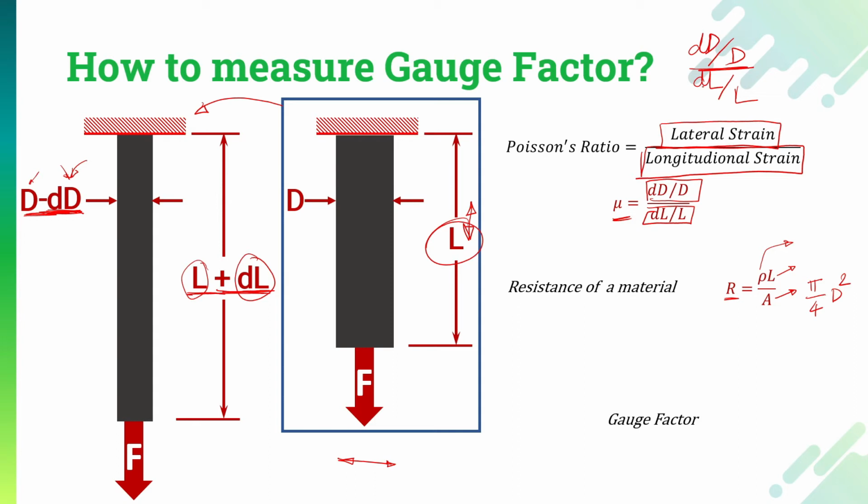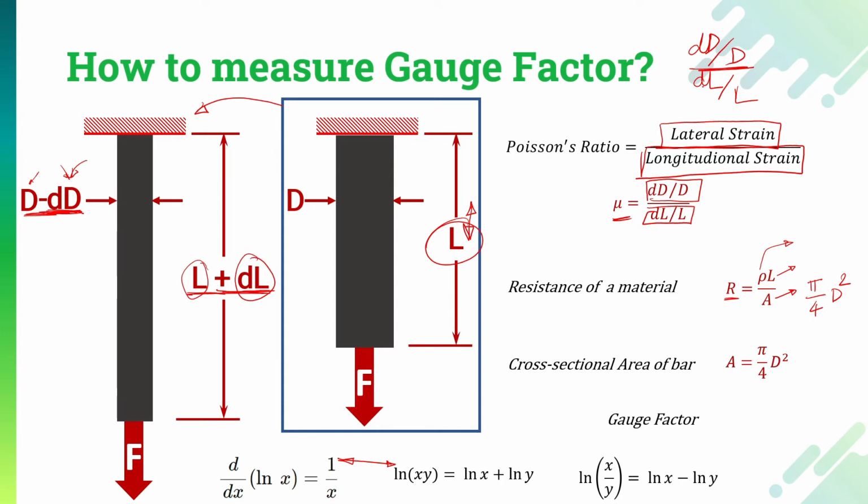The cross sectional area of this particular bar can be indicated by pi by 4 d square. Now the last one is the gauge factor. Gauge factor is basically indicated, as we saw in the previous slide, as F is equal to dR by R divided by dL by L. So this is how the gauge factor is indicated.